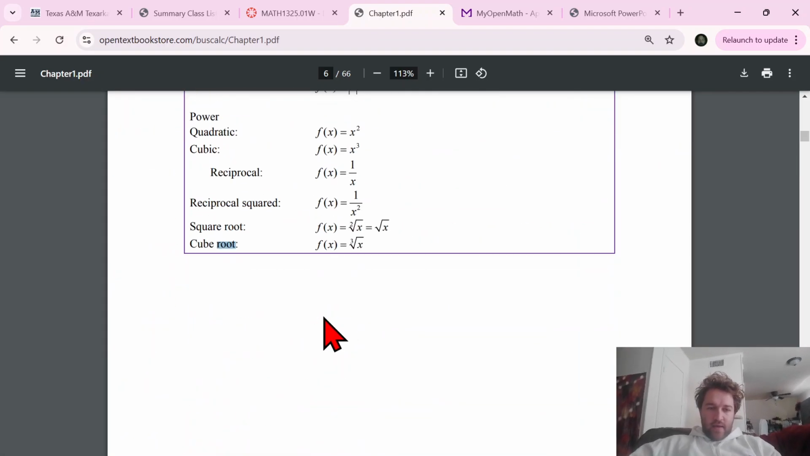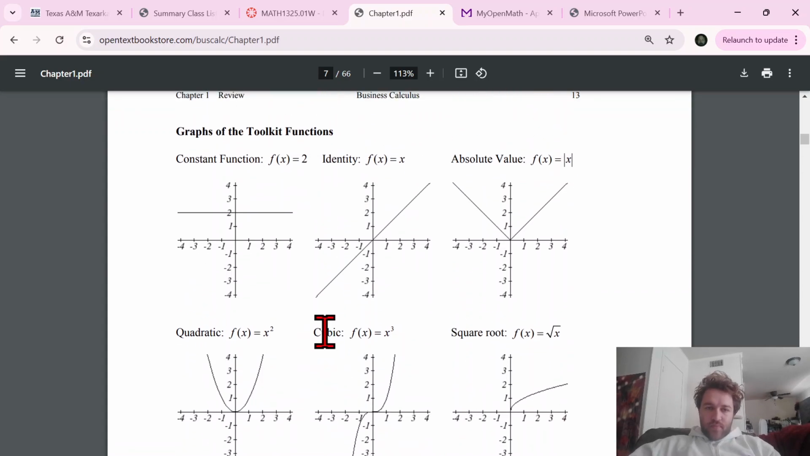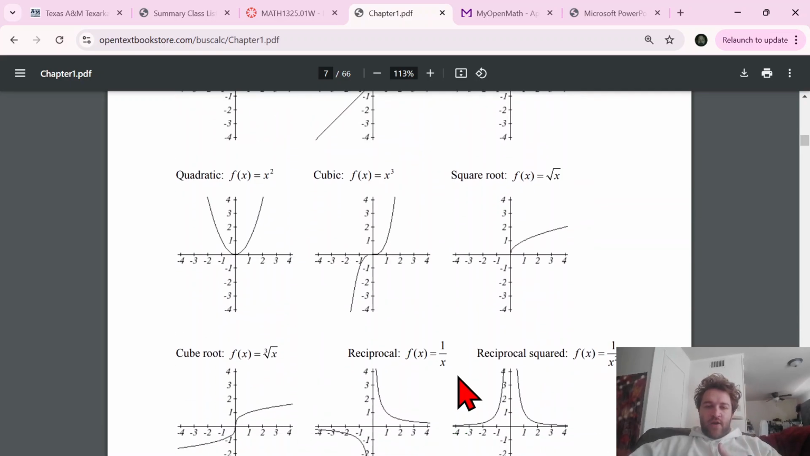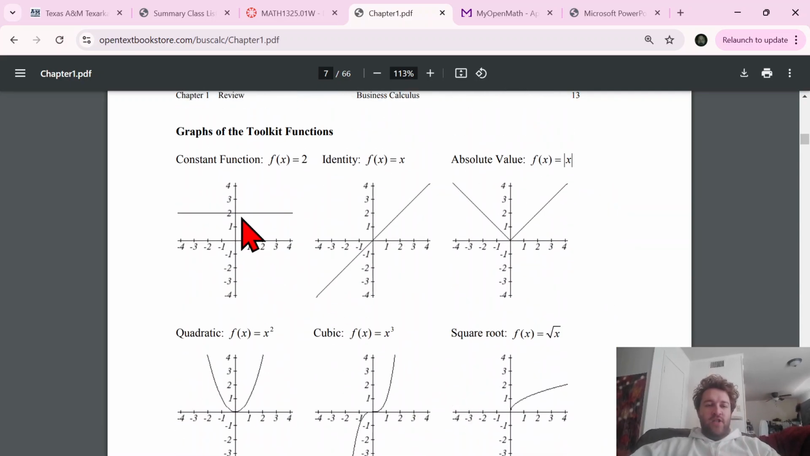Sorry, guys. When you look at the next page here, they've given you a whole bunch of different graphs. Now, this constant function, they've specifically set the constant at 2, but what you need to know is that the constant function is just a horizontal line at whatever constant they've given you. So if they give you -4, the line would be down here at -4. It's that easy. The identity function is a straight line, slope of 1, y-intercept of 0.